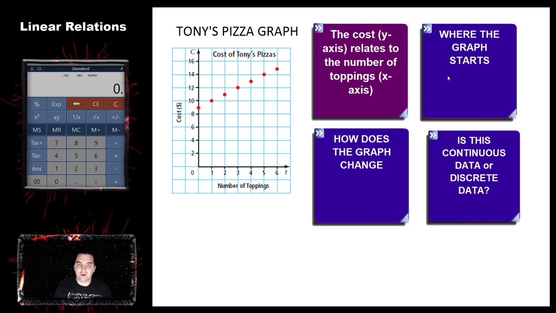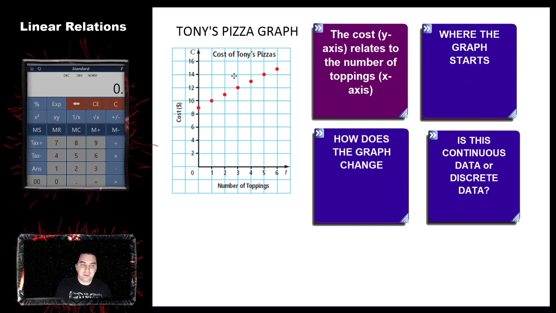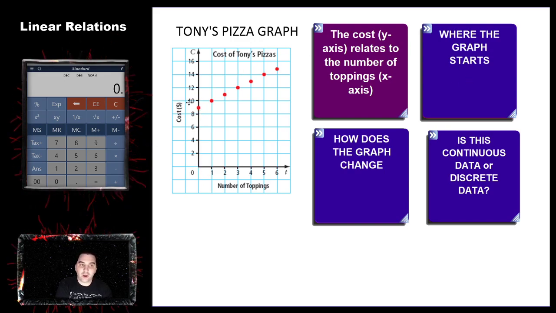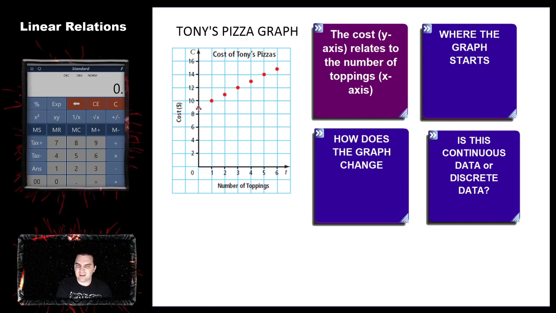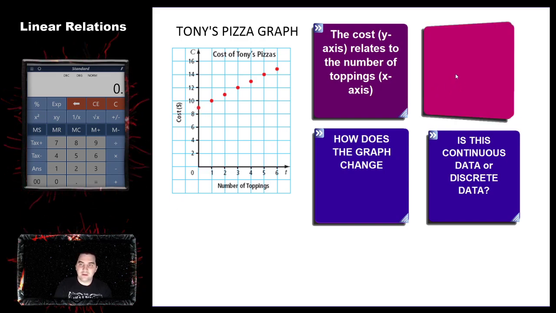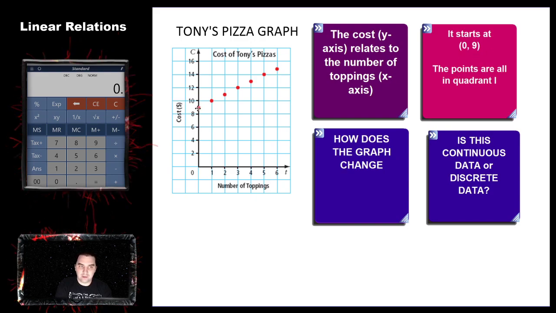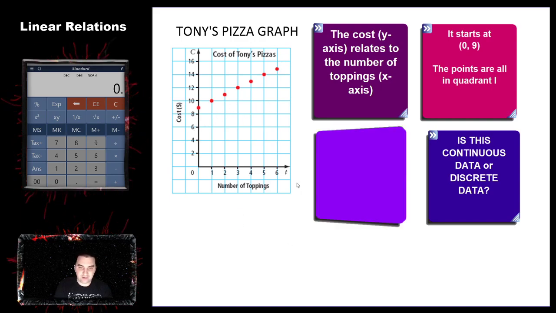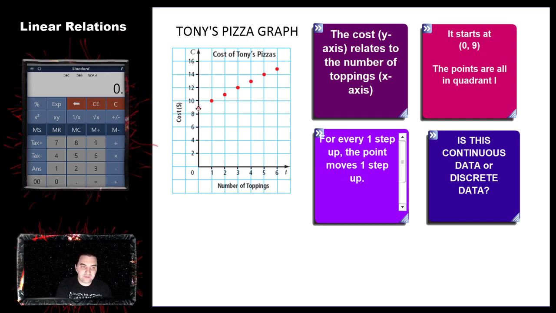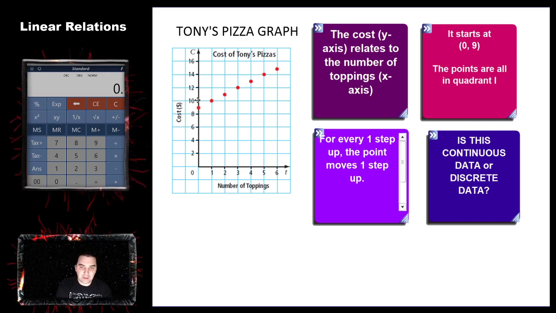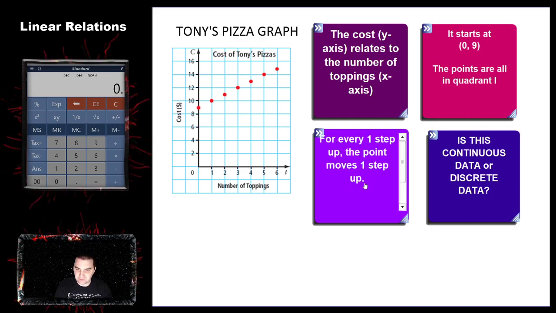Where does the graph start? In this case, it's very simple. It starts at a 0 topping pizza, which is just cheese, I guess, and it's $9. So it starts at (0, 9) right here. And I could also say that the points are all in quadrant 1. How does the graph change? Well, for every 1 step up, there is also 1 step to the right.